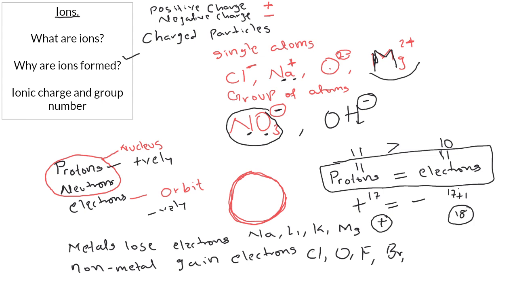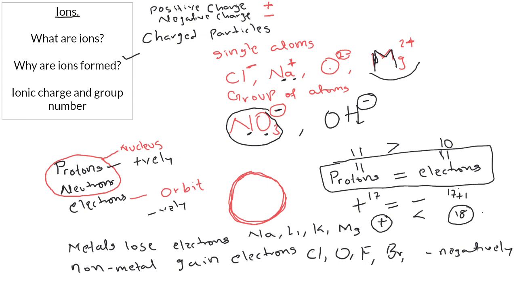You now see that the number of protons is smaller or lesser than the number of electrons. So you have more electrons, one more electron. And remember, electrons are negatively charged. So when a non-metal gains electrons, they become negatively charged. And when a metal loses electrons, they become positively charged. So don't forget what we are still looking at.